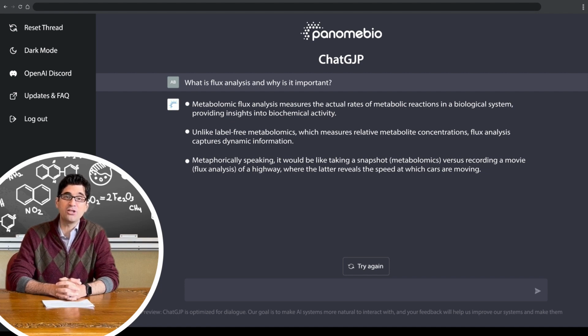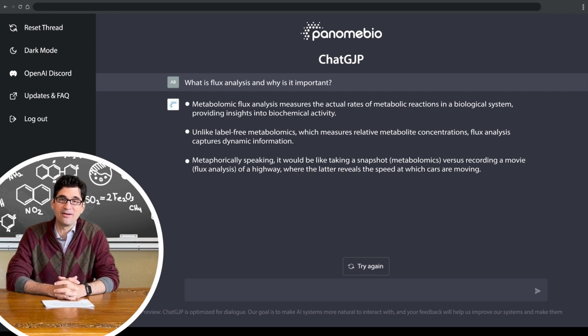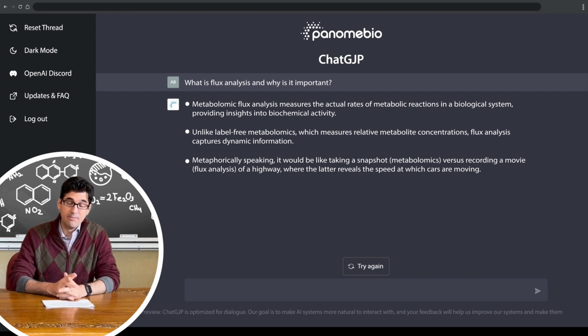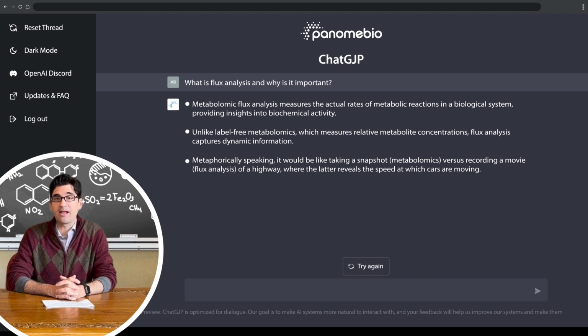So how do we actually do that in a biological system? Obviously we can't put a camcorder in there, as I've said, metaphorically. But the way we actually do that is we feed the biological system some sort of stable, isotopically labeled nutrient. It's important to recognize that typically when we do these experiments, we are using stable isotopes.